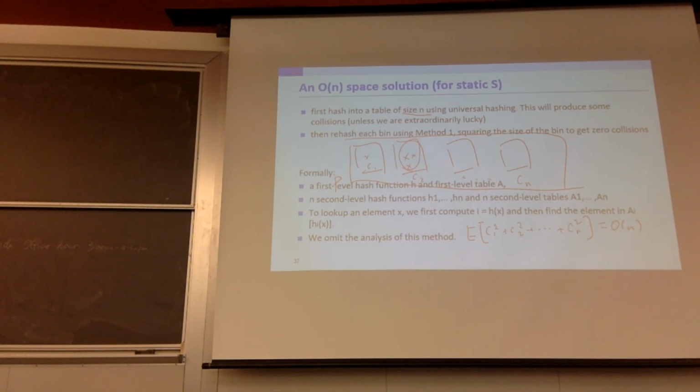Due to the time limits, I'm sorry, I'm not going to talk about the proof here, but it is basically a simple application of indicator variables and the Markov inequality. So that's the better approach for perfect hashing.